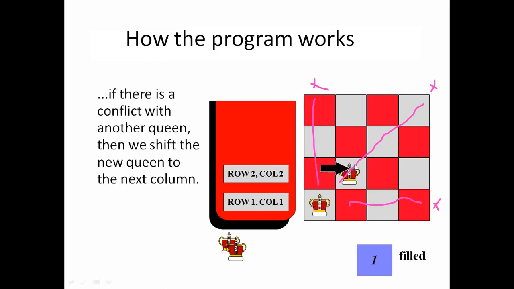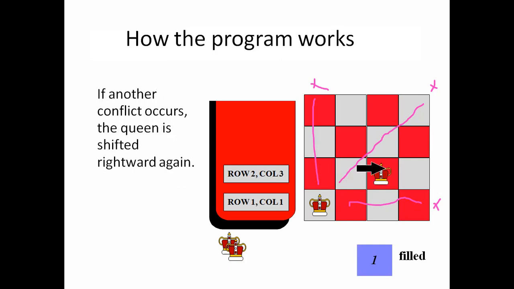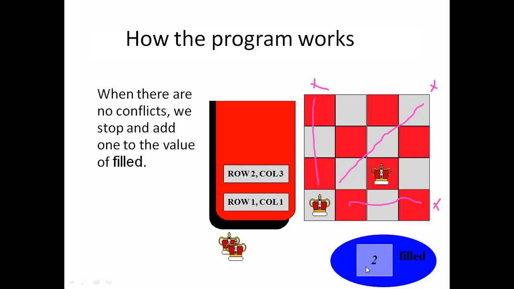So we shift to the next column, because there is a conflict. Second row, second column is also diagonal, so we cannot place the queen. So we shift the queen into the third column. Here there is no conflict, so it is filled. Row 2, column 3 is filled.